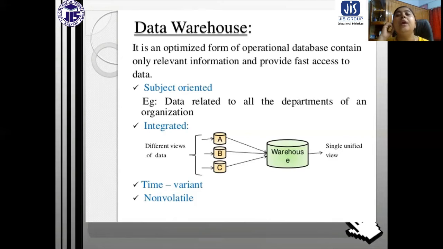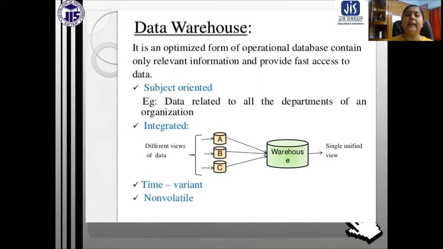So it contains only relevant information and provides fast access to data, because it is in an organized manner. Data is coming in an integrated manner. Data can come from various sources, and those various sources are not integrated. They come uniquely and contribute to the data warehouse. From those various sources, whatever data is relevant for a particular topic is fetched by the data warehouse.